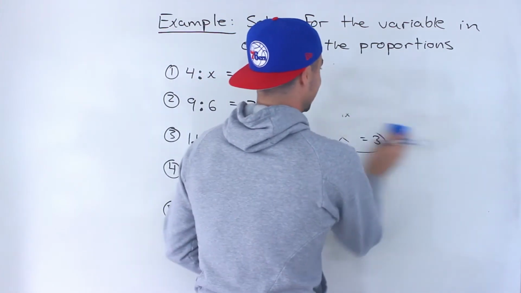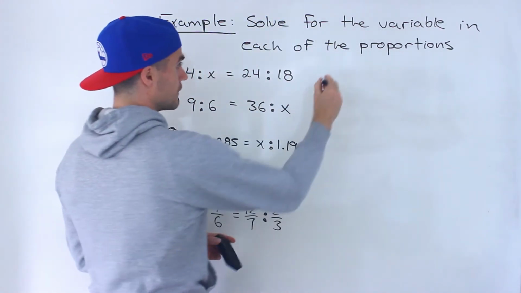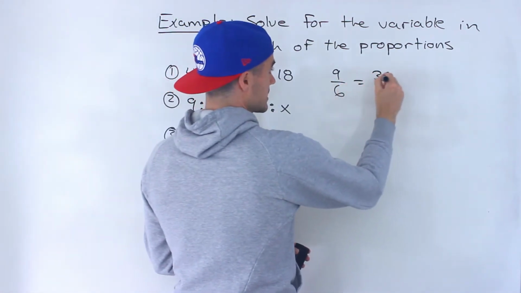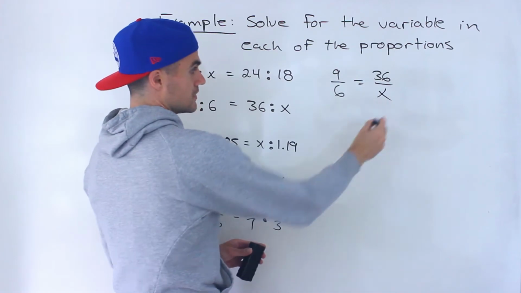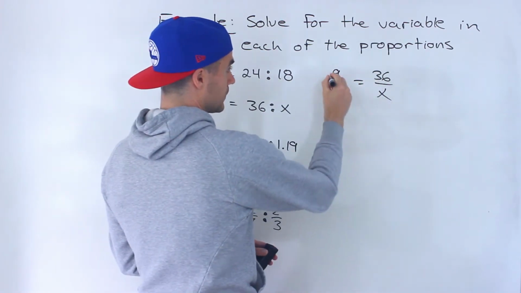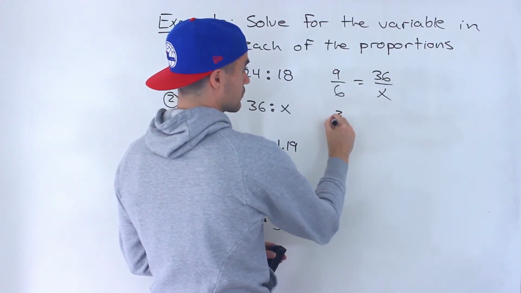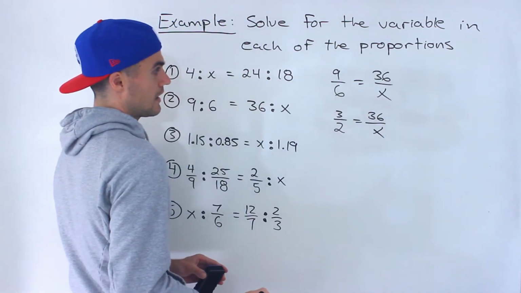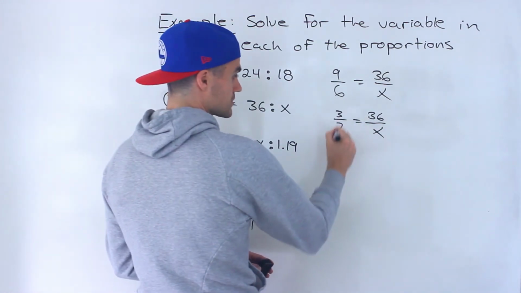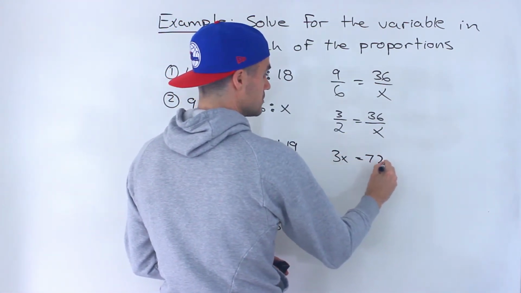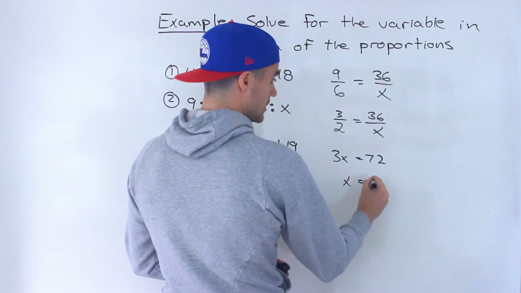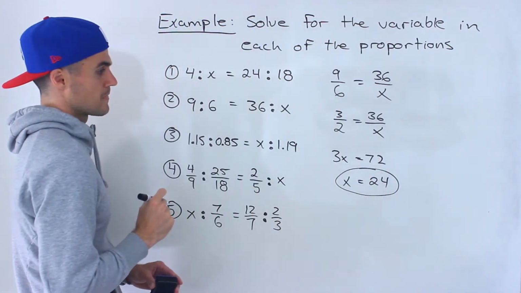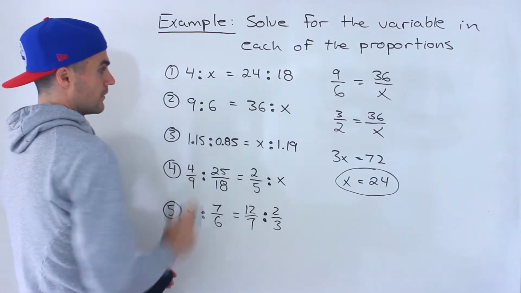Moving on to the second, we would have 9 over 6 is equal to 36 over x. So again, we could cross multiply. I'm actually going to simplify the 9 over 6, so that's going to be 3 over 2. Like that. And I'm going to cross multiply from here. So 3x is equal to 72. Divide both sides by 3, so x would be 24. Like that. Right, so x is 24 over here.